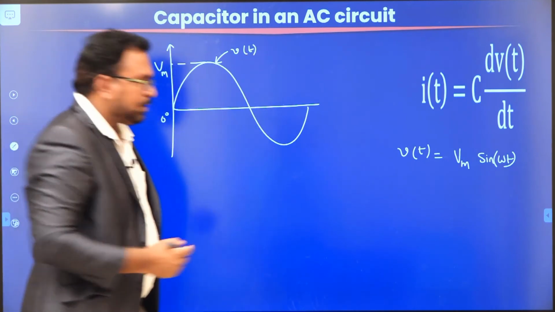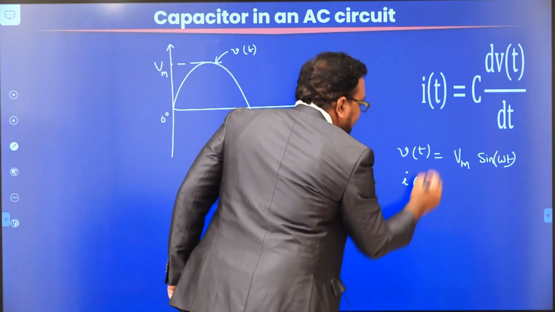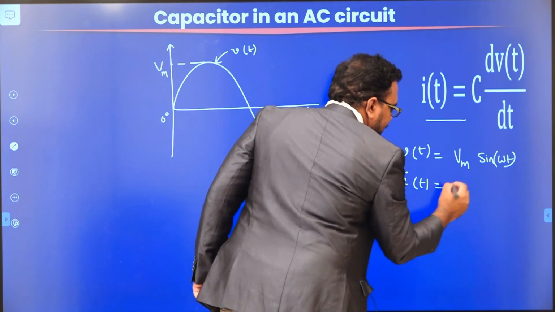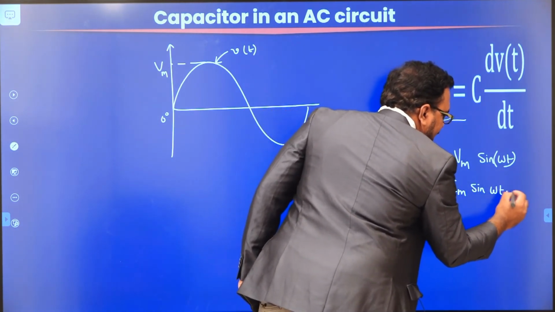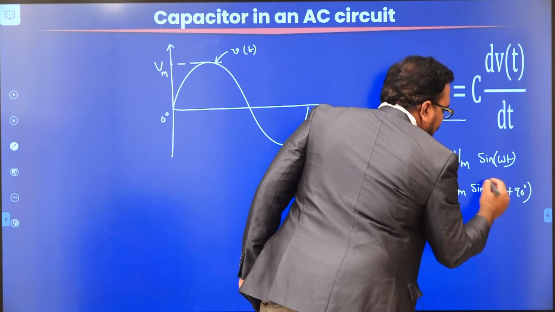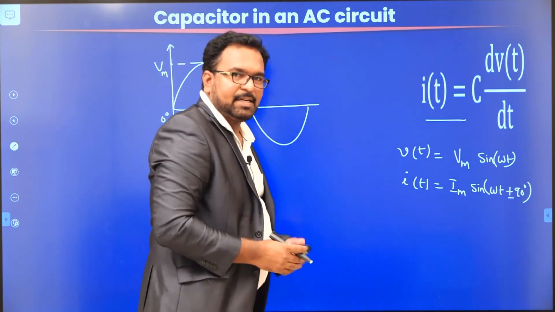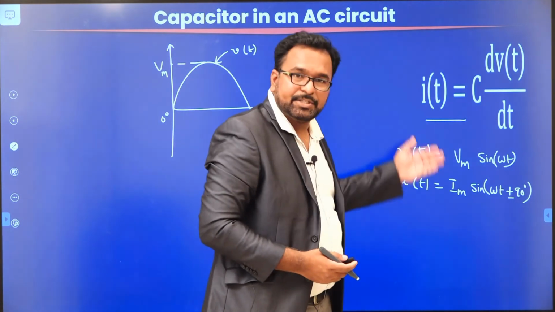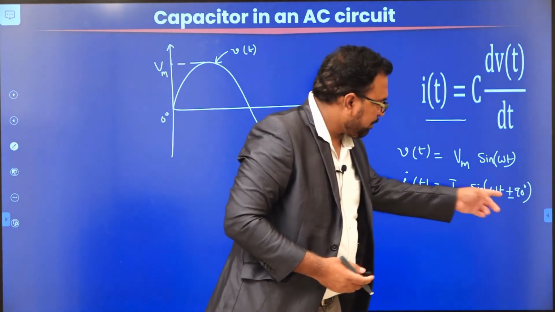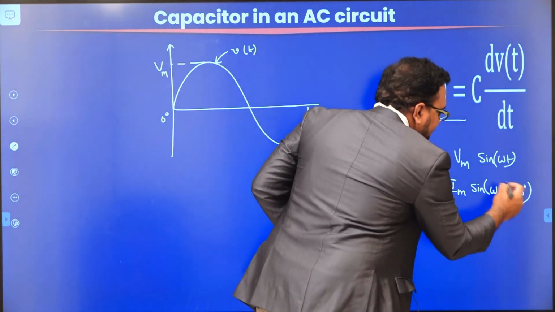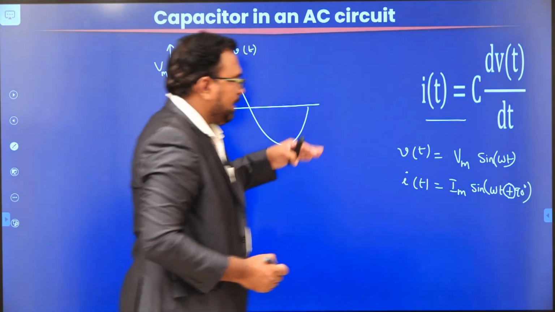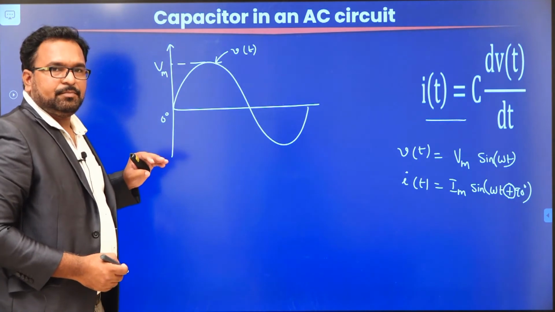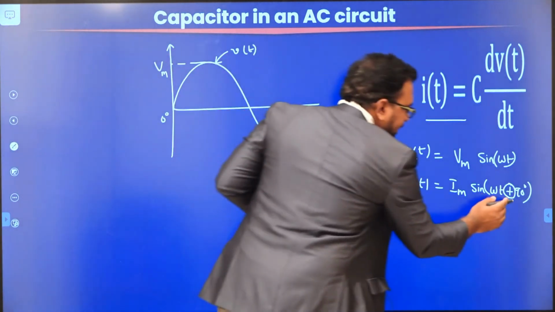What about the current? The current through the capacitor from this expression is I of t equals Im sin omega t plus 90 degrees. What does this plus indicate? In this expression the plus indicates that the current is ahead of voltage. That means the current started before voltage. By how much angle? 90 degrees.